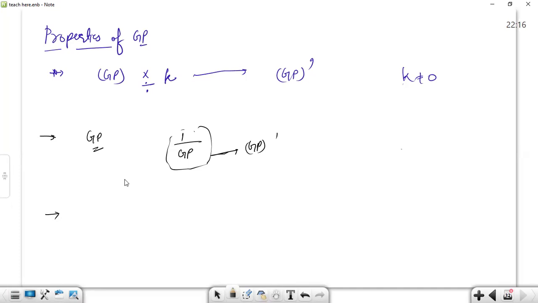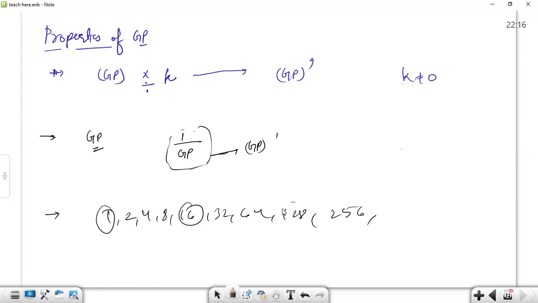If we take particular terms from the GP at a regular interval, then the new sequence formed from those taken terms will also form a GP. Let's consider an example to understand it. If we take terms after every two terms or three terms, the new sequence is 16, 256. Now we have taken them at a regular interval, so this will also be a GP. This is what the property says.